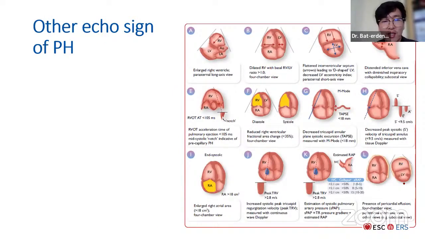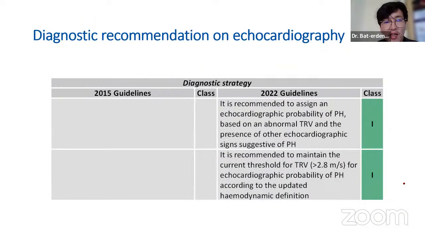How about other signs of pulmonary hypertension? We already know all those echocardiographic features. If the patient has increased tricuspid regurgitation, we must use other echocardiographic signs as well. From the guideline for diagnostic strategies, we have to use abnormal TRV, and we also have to use other echocardiographic signs. That is a class 1 recommendation from the guideline. According to the TRV, we divide patients by probability and then send them to follow-up or to the next pulmonary center or cardiology center.